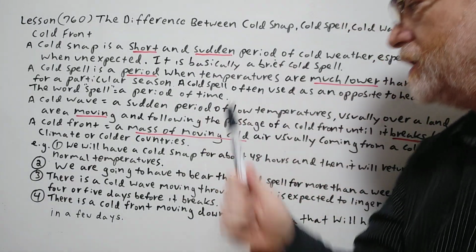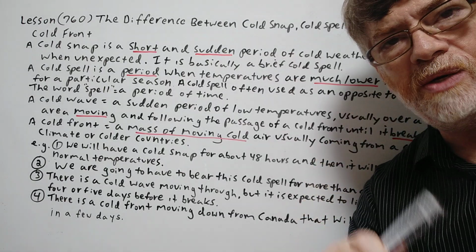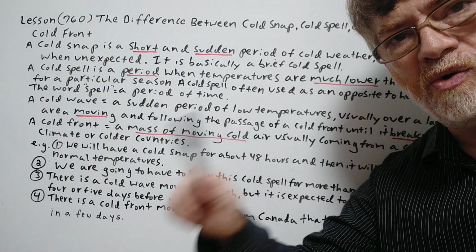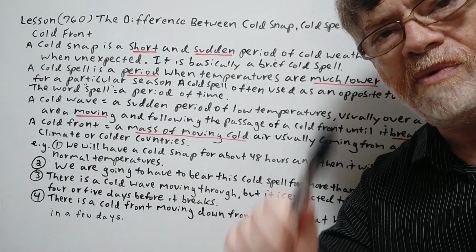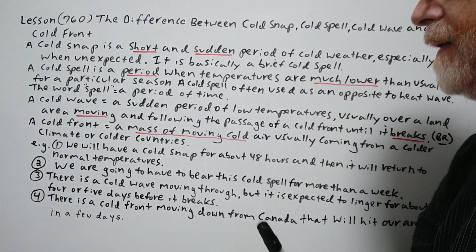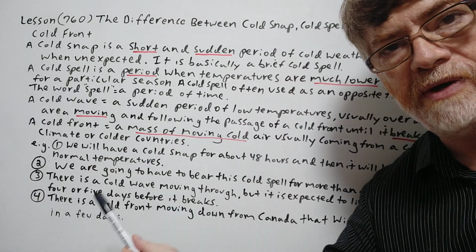At least in the U.S., a cold spell is often used as an opposite to heat wave. So in the U.S., when we have hot weather that is much hotter than normal summer temperatures for a period of time, we call it a heat wave. And as an opposite, we usually say cold spell. The word spell is really just equal to a period of time.